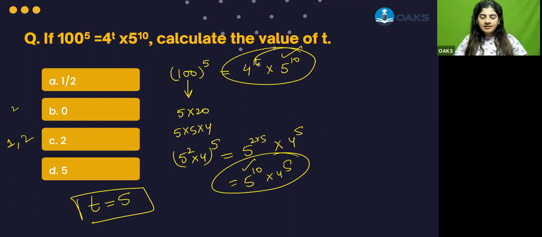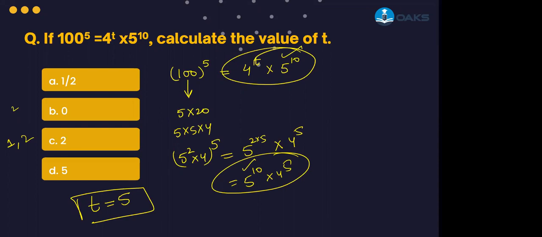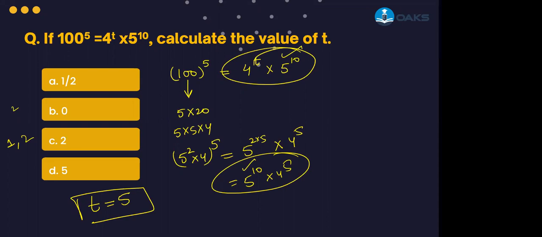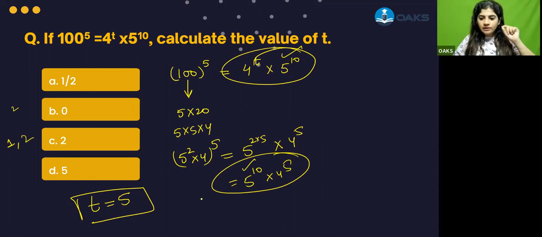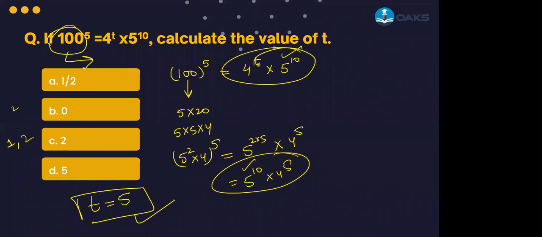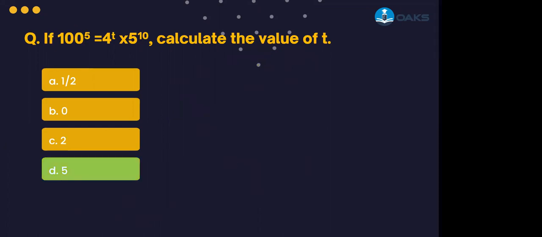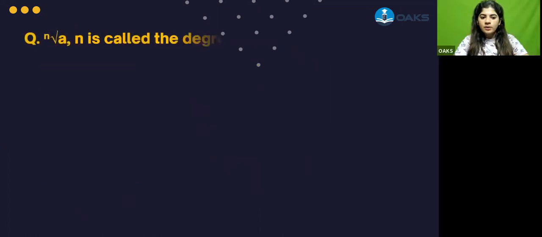School 1, do you understand? So do not make this mistake again. School 2, do you understand? So you have to write this question. T is equal to 5. For such questions, you have to just make factors of the bigger number and equate with the right hand side. So D is the correct option.